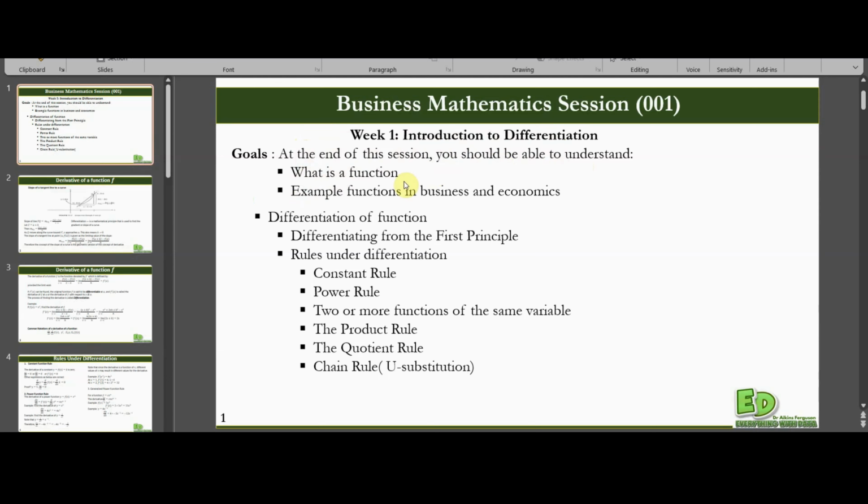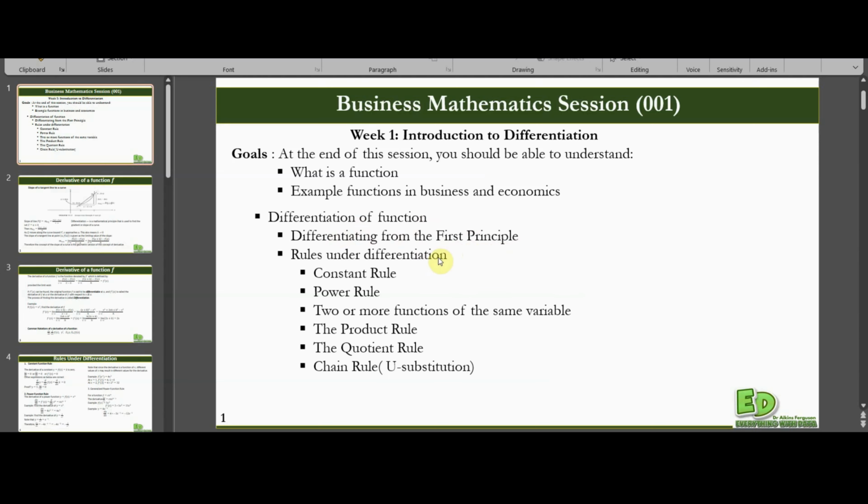The goal of this session is that at the end, we should be able to understand what a function is, examples of functions in business and economics, differentiation of a function, how to differentiate a function, and then how to differentiate a function from the first principle.